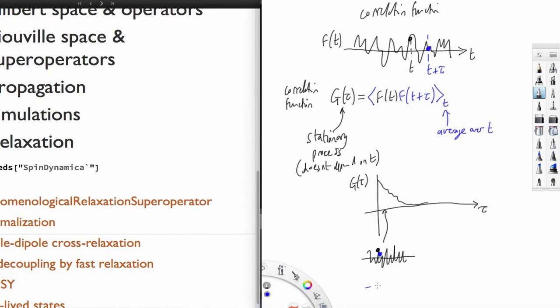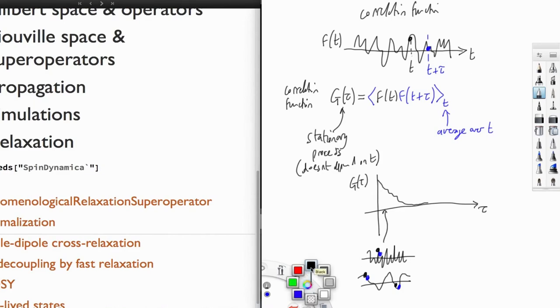So if we take an expanded view of that, we're always taking pairs of time points where if this is positive, this would also be positive. Similarly, here the other time point is close enough that this is also going to have the same sign. This is negative, this is also negative. Take the product, it's still positive. So we get a large value of the correlation function here.